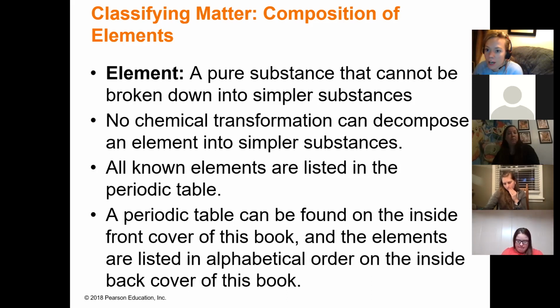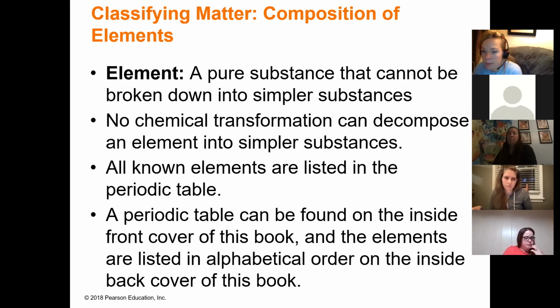So if I took a hunk of carbon and broke it down, its simplest identifiable thing would be a carbon atom. As far as elements are concerned, there's no chemical transformation that can decompose an element into simpler substances. Now, if you've ever done any nuclear chemistry, yes, you can take something like carbon and decompose it into a different material. But we're not doing nuclear chemistry for this class. We're only dealing with chemical transformations. So as far as we're concerned, if it's an element, it's going to stay that element.